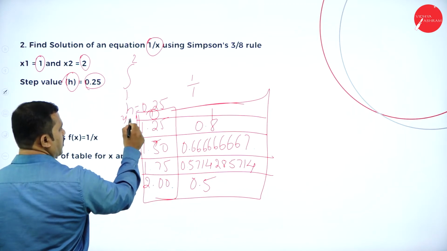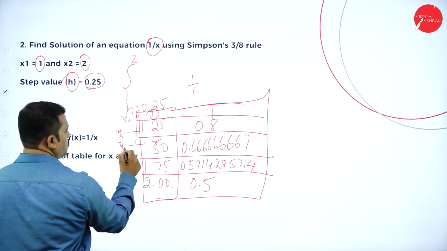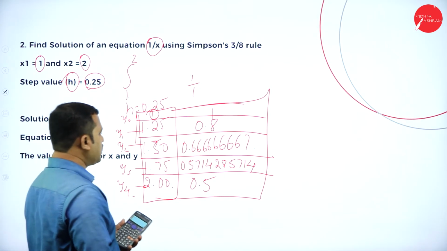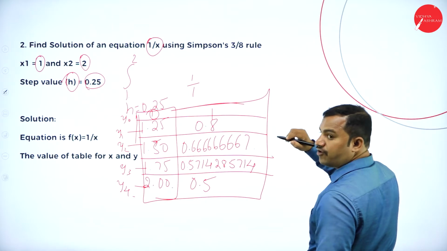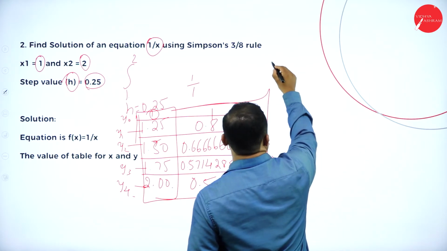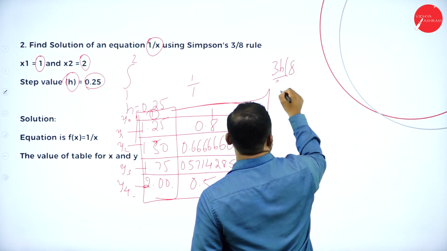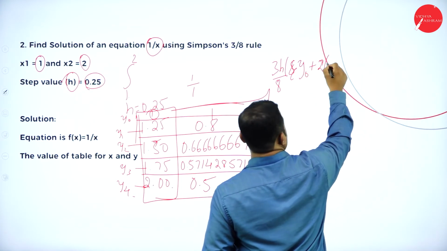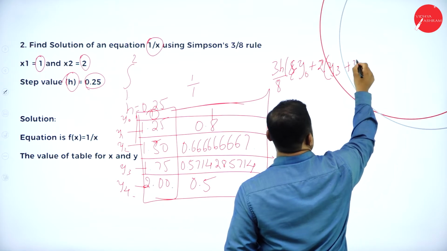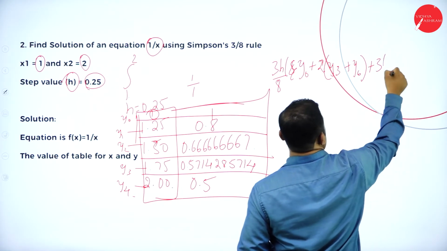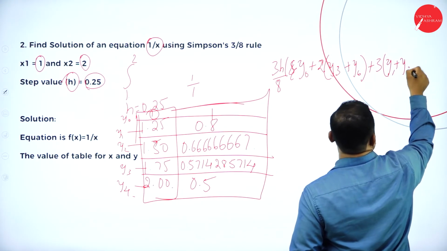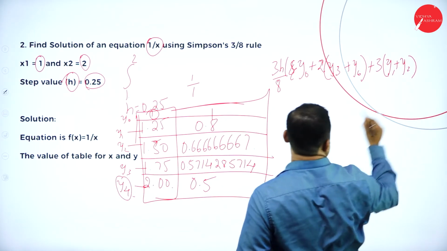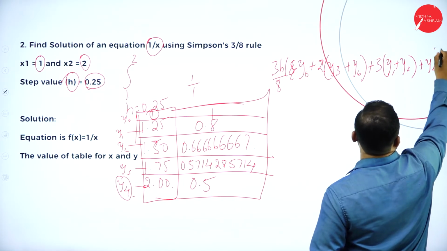We are left with these terms. This is my y0, y1, y2, y3, y4. If that is the case, which is that formula I am going to use now? Simpson's 3/8 rule. That is 3h by 8 into y0 plus 2 times y3 plus y6 plus 3 times y1 plus y2. We have only these terms, y1, y2, y3. y4 is already here. This is the last term. So let me add y4 here at last.